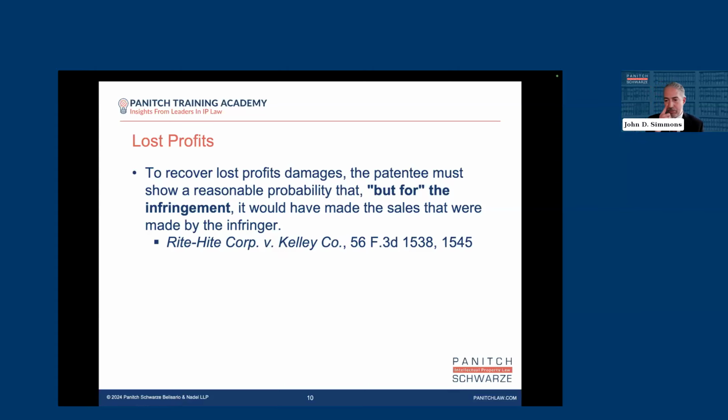The seminal case on lost profits is Right-Height versus Kelly. In Right-Height, the defendant produced vehicle restraints for trucks on loading docks, similar to those produced by the plaintiff. The Court of Appeals for the Federal Circuit held that where the lost profits of the patent holder were reasonably foreseeable, key phrase there, reasonably foreseeable, lost profits were compensable. The two products were almost identical and directly competed, so the court found that the plaintiff would have made the sale but for the infringement. So it's a but-for infringement test.